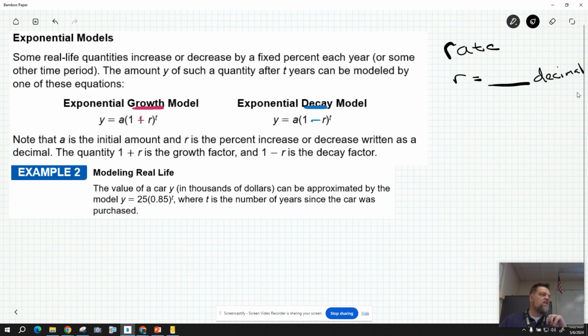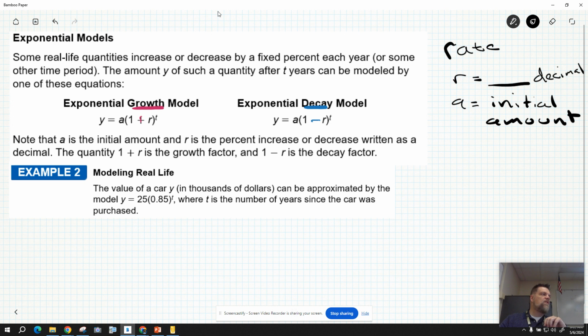It says A is the initial amount. So the initial amount, A, is the initial. Now, if you've already written it down and you read it, that's fine. I just want you guys to see it a second time. And r is the percentage increase or decrease written as a decimal. The quantity 1 plus r is the growth factor, and 1 minus r is the decay factor.